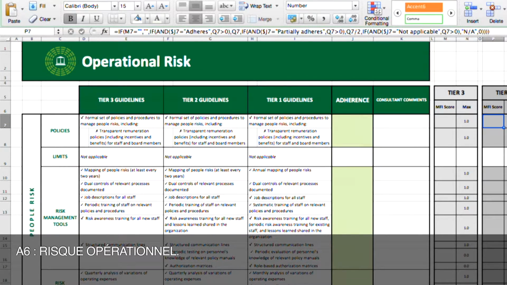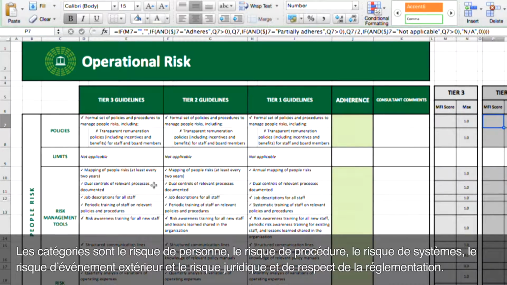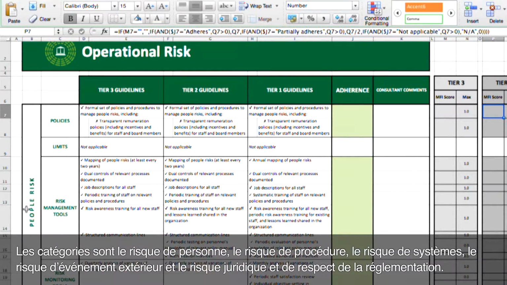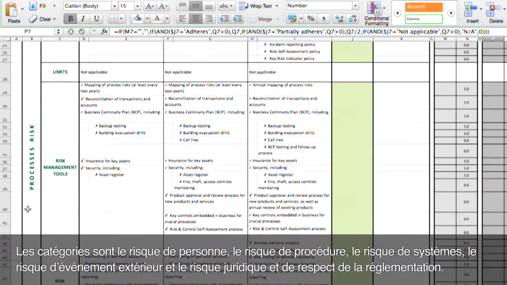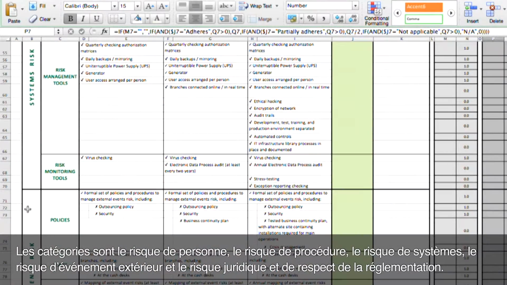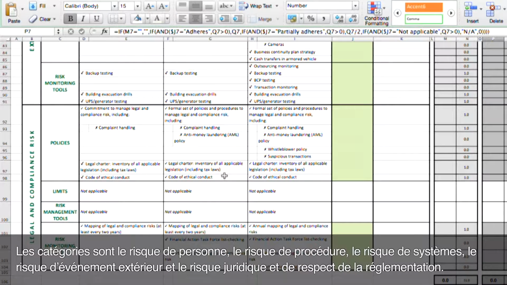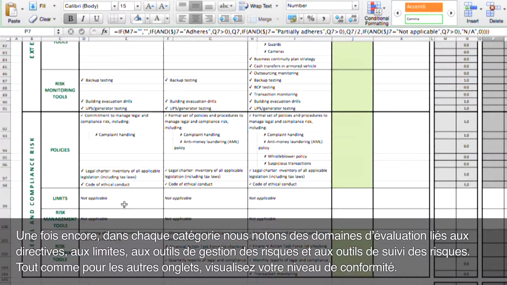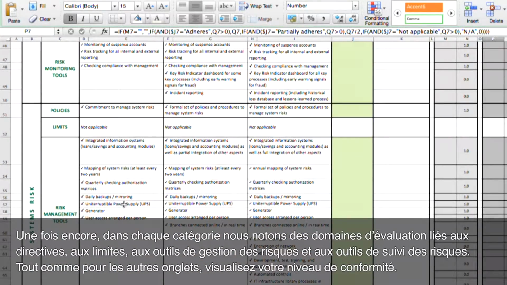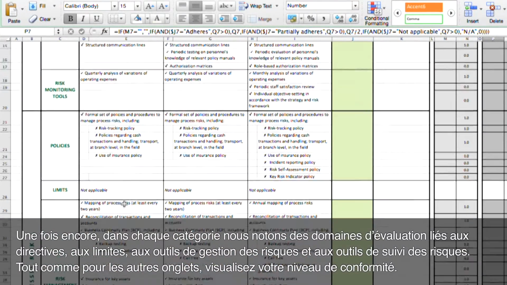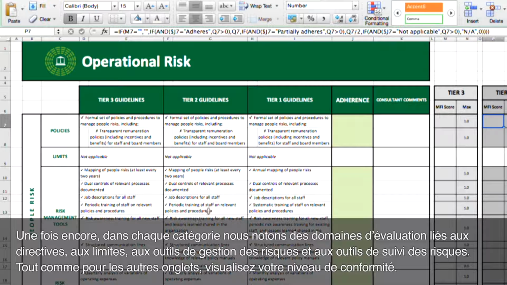A6, operational risk. The categories are people risk, process risk, systems risk, external events risk, and legal and compliance risk. Once again, under each category, we see assessment areas related to policies, limits, risk management tools, and risk monitoring tools. Just like the other tabs, fill out your level of adherence.